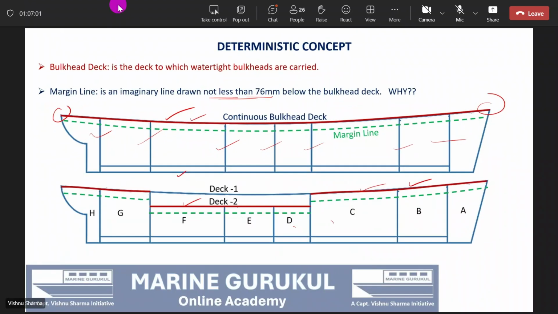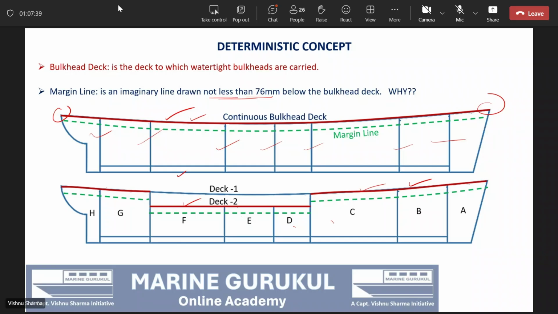But would you like to immerse your vessel right up to the extreme? No. You want to have a safety margin. This safety margin should not be less than 3 inches. And 3 inches, when converted into centimeters and millimeters, translates to 76 mm. So they wanted a minimum safety margin of 3 inches. Minimum. If an owner wants to have 10 inches of safety margin, fantastic, no problem. But they did not want any margin less than 3 inches, which is now 76 mm.